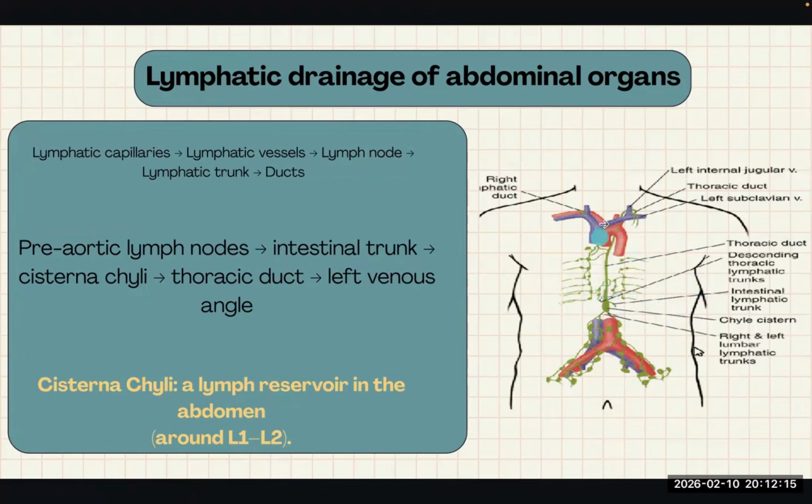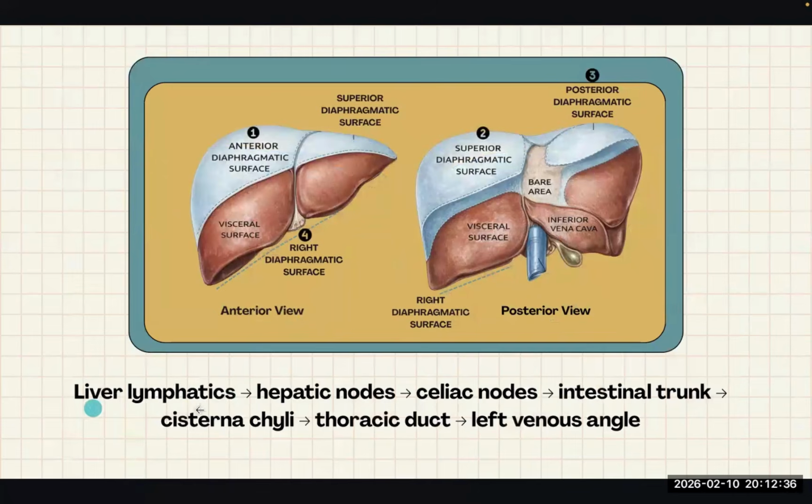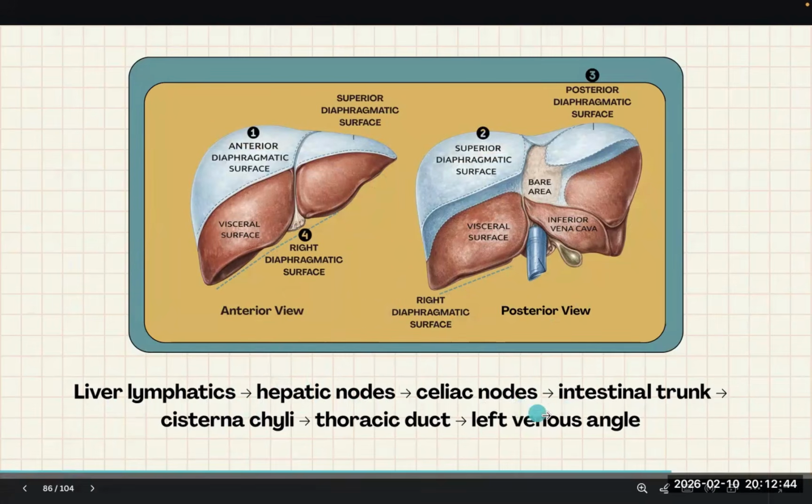All right, and then it's just going to continue its way through the thoracic duct, and like we mentioned, it's going to go through the left venous angle, which is the angle between the left internal jugular and the left subclavian. Okay, let's apply that to the liver. Now, the liver, again, goes through the liver lymphatics. So you have the hepatic nodes going into the celiac nodes, and then the rest is the same like the other ones. So celiac nodes draining into the intestinal trunk, cisterna chyli, thoracic duct, left venous angle, nothing abnormal.